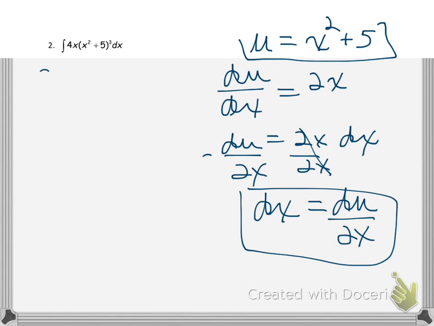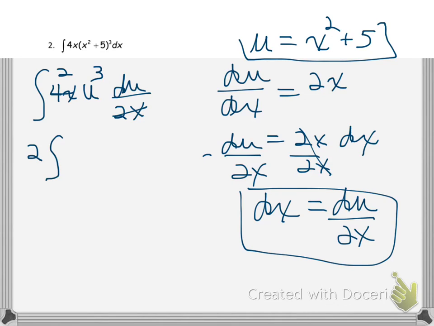Okay, so let's rewrite our problem. So the 4x stays. If I wanted to, I can pull out the 4, but I'm just going to leave it be for right now. And the u is going to be raised to the 3rd power, and then my dx is du over 2x. 2x goes into 4x 2 times. Now at this point, this is a better time to pull out the 2. So I have 2 u cubed du, which is a much easier problem to take the antiderivative of.